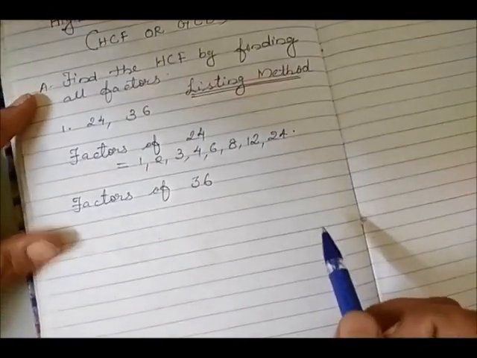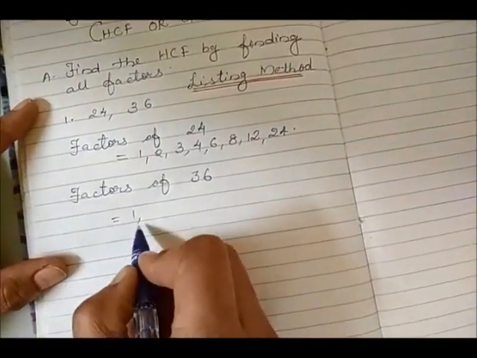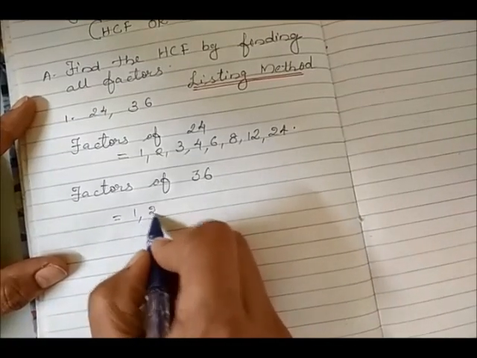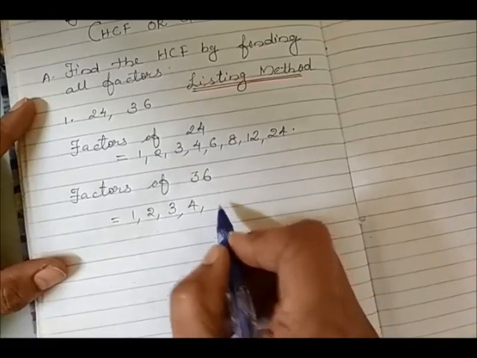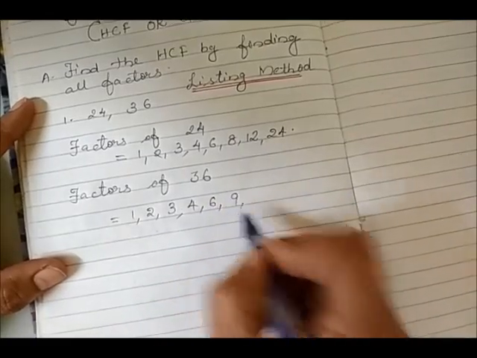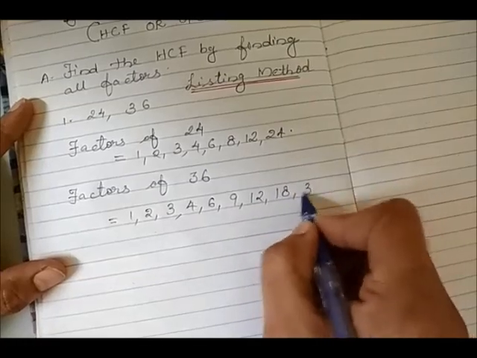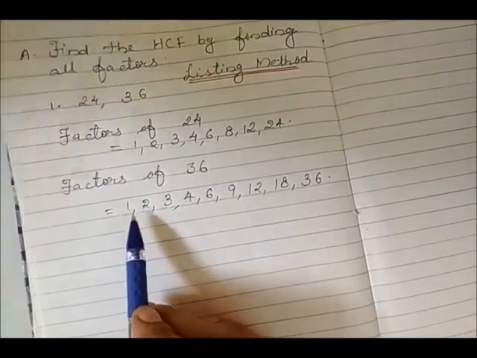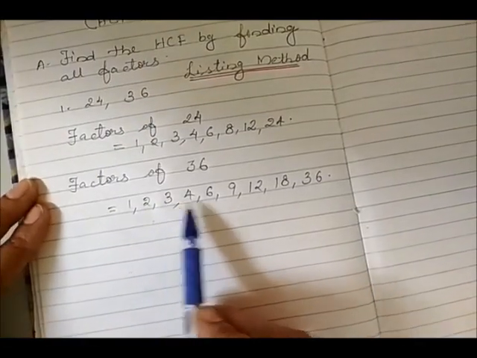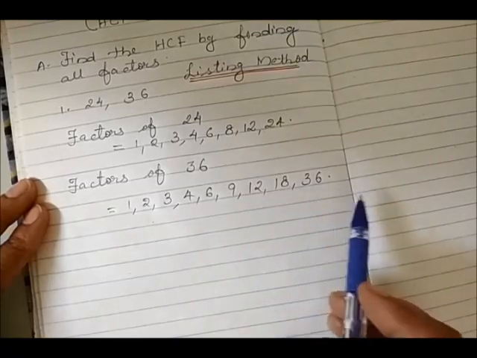In the same way, we will write the factors of 36. First factor is 1, then 2, then 3, then 4, then 6, 9, 12, 18 and 36. These are the factors of 36: 1, 2, 3, 4, 6, 9, 12, 18 and 36.